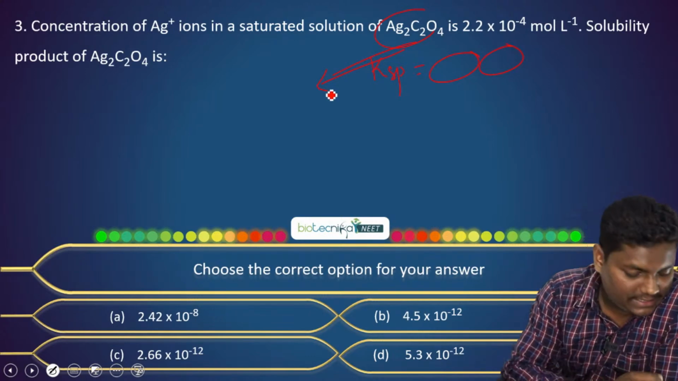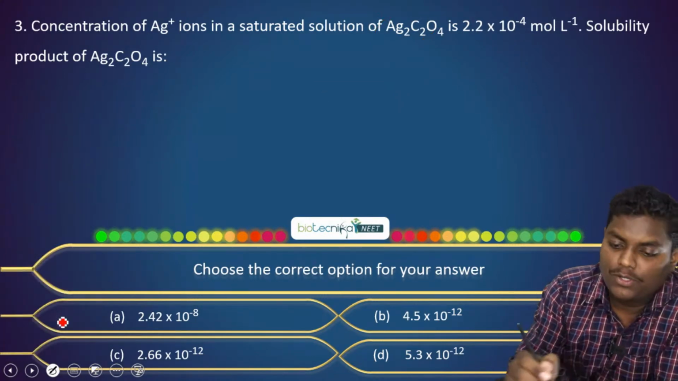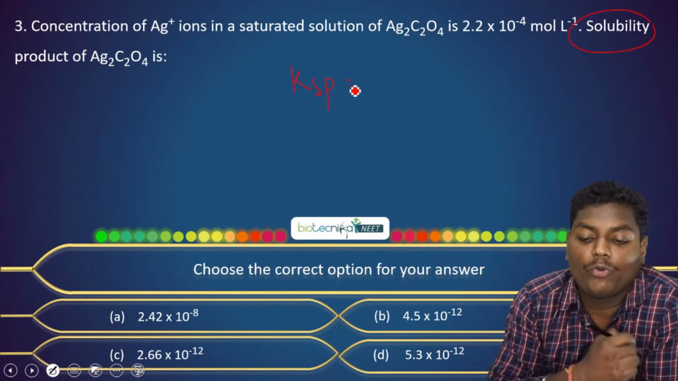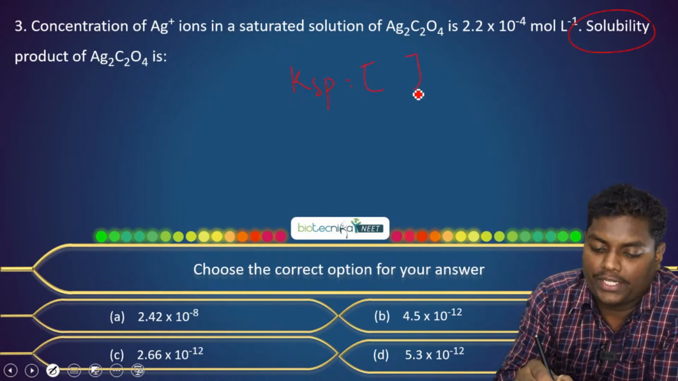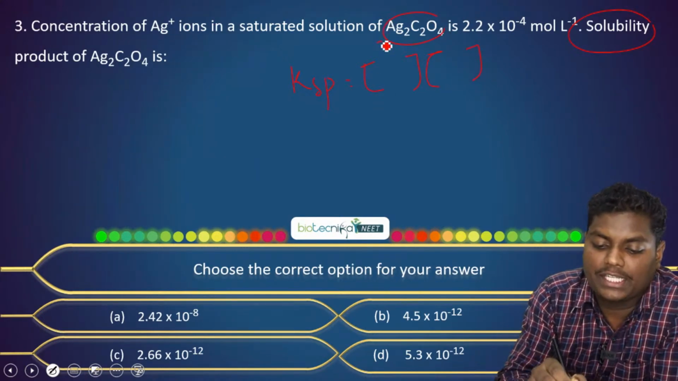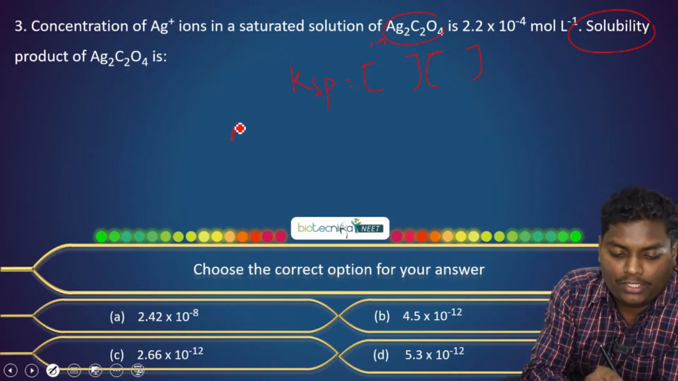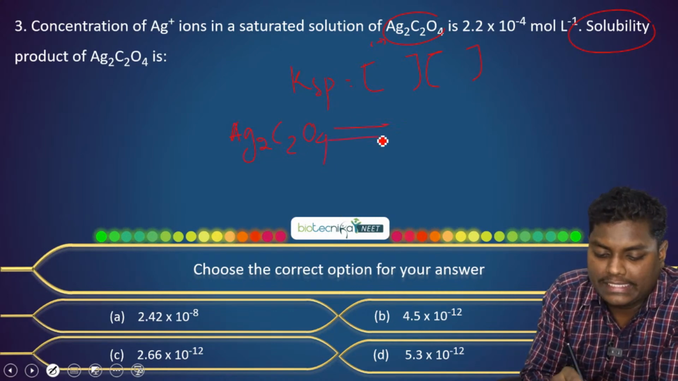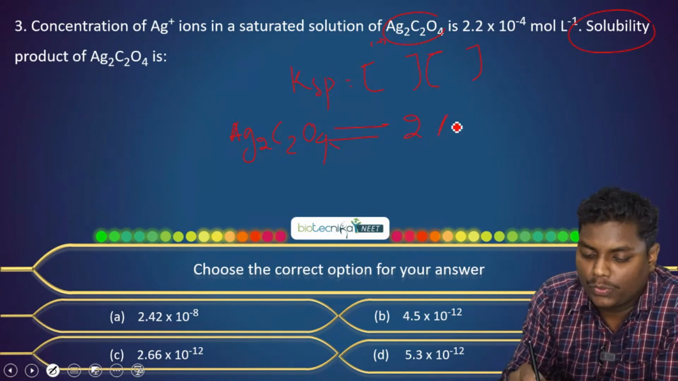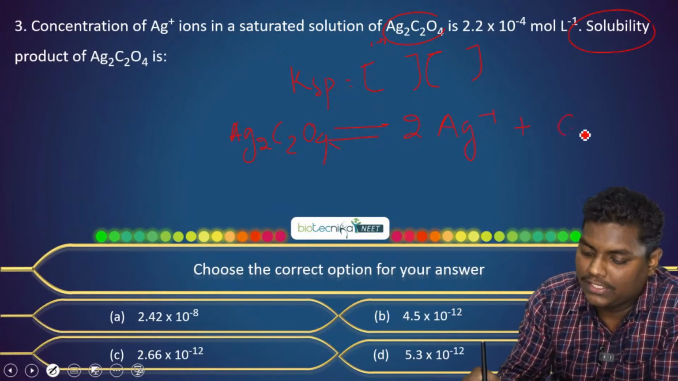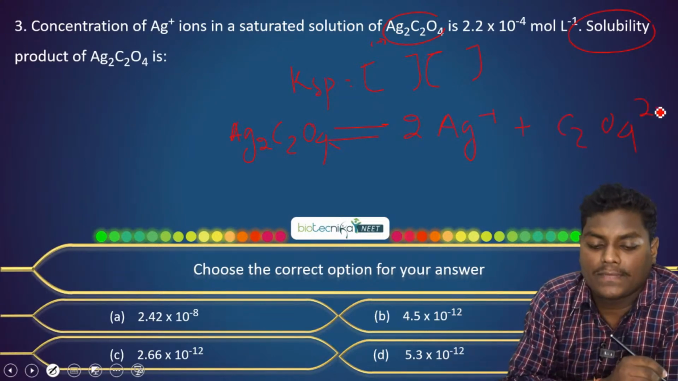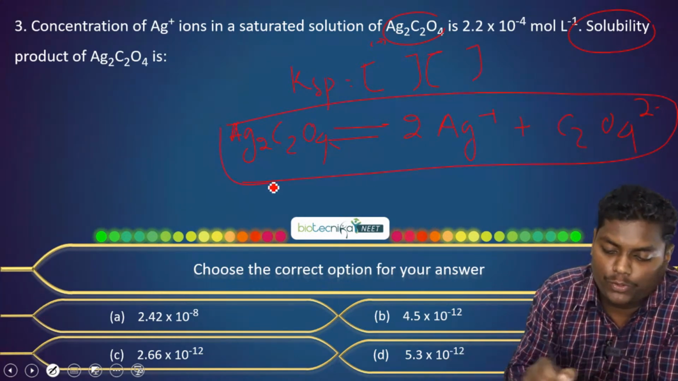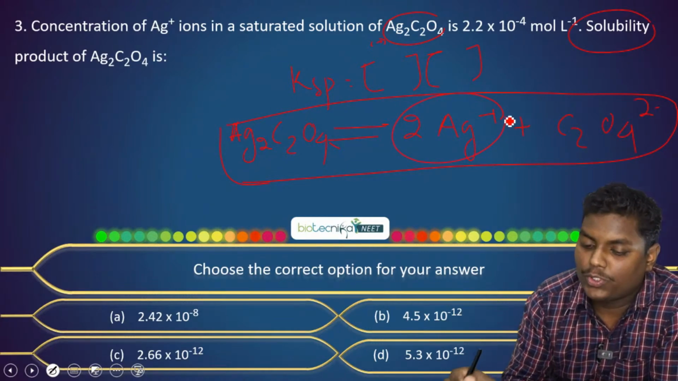Okay, so let's solve this. So what is asked in this question? It is asking KSP. Now what do we know about KSP? KSP is the product of the concentration of the constituents that are present in this. So let's see what are the constituents present in this. Ag2C2O4. Now when this will dissociate, it will give 2Ag plus and C2O4 2 minus. Do you get this point?